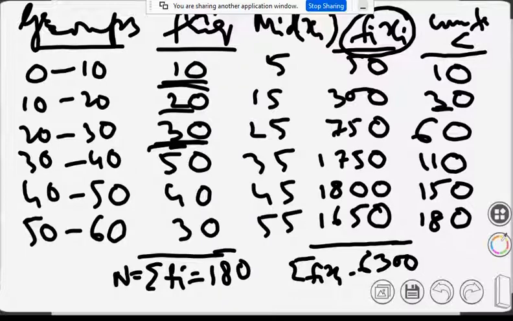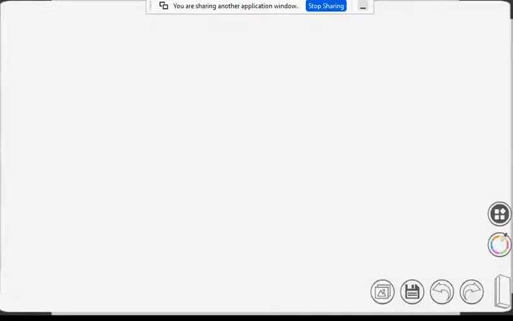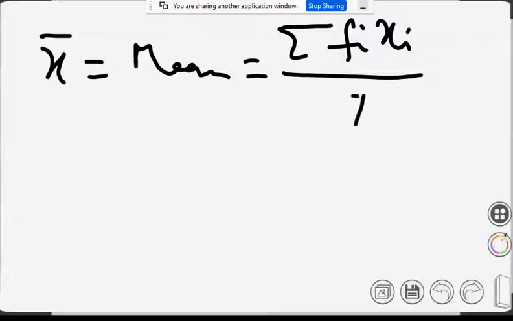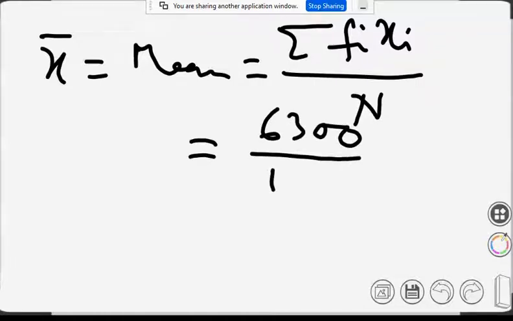So I'm just rubbing this off and writing down the formula for mean. Students, please provide me the values. The definition of mean: x bar is the mean, which is summation fi xi by n. That is the formula for mean. So summation fi xi, what we have got is 6300, isn't it? Yes, sir. And n is 180. So how much have you got? 35. So the mean is 35.